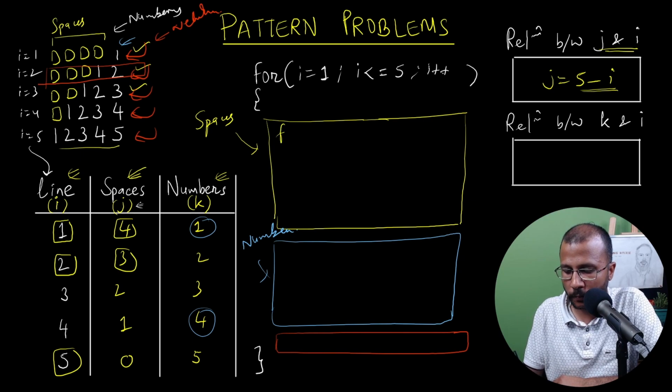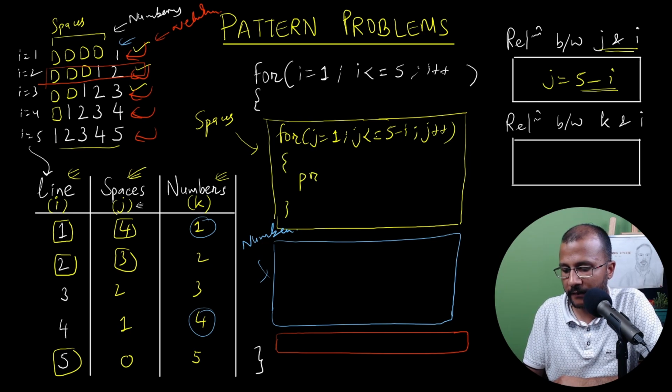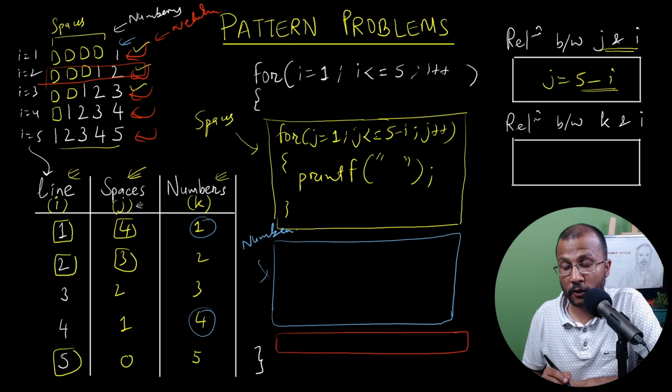So I'll write a loop here for j equals to 1, j less than equals to 5 minus I, j plus plus, and then I'll write printf a space here. So I just write double quotes, I give a space and close the double quotes. This will print a single space for me. So this loop runs for as many times as the spaces are to be printed in that line.